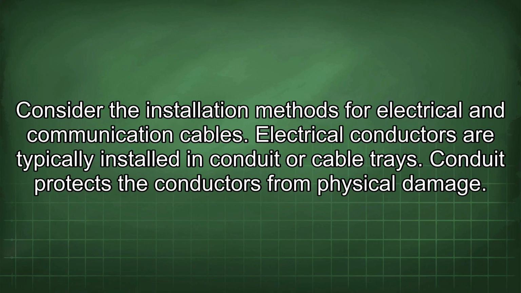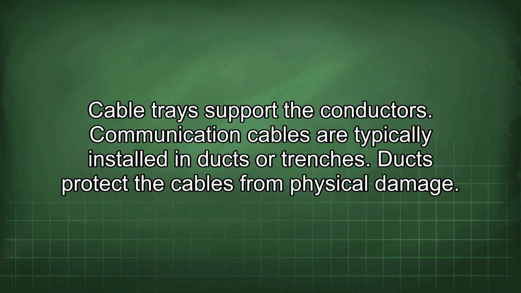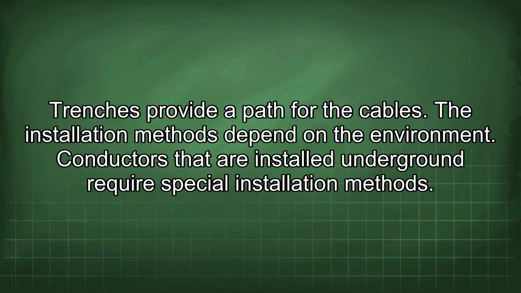Consider the installation methods for electrical and communication cables. Electrical conductors are typically installed in conduit or cable trays. Conduit protects the conductors from physical damage. Cable trays support the conductors. Communication cables are typically installed in ducts or trenches. Ducts protect the cables from physical damage. Trenches provide a path for the cables.